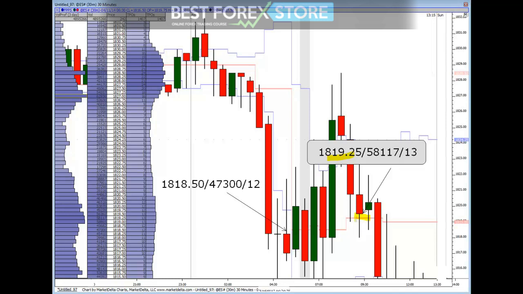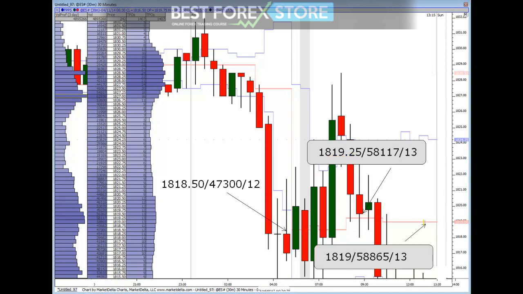So yes, we did get a volume point of control shift upwards. It could mean that we may be moving higher. It could also mean that that's just a new resistance level. In this case, because we see already what happened, it was in fact a level of resistance. There were more sellers and prices continued to drop lower.